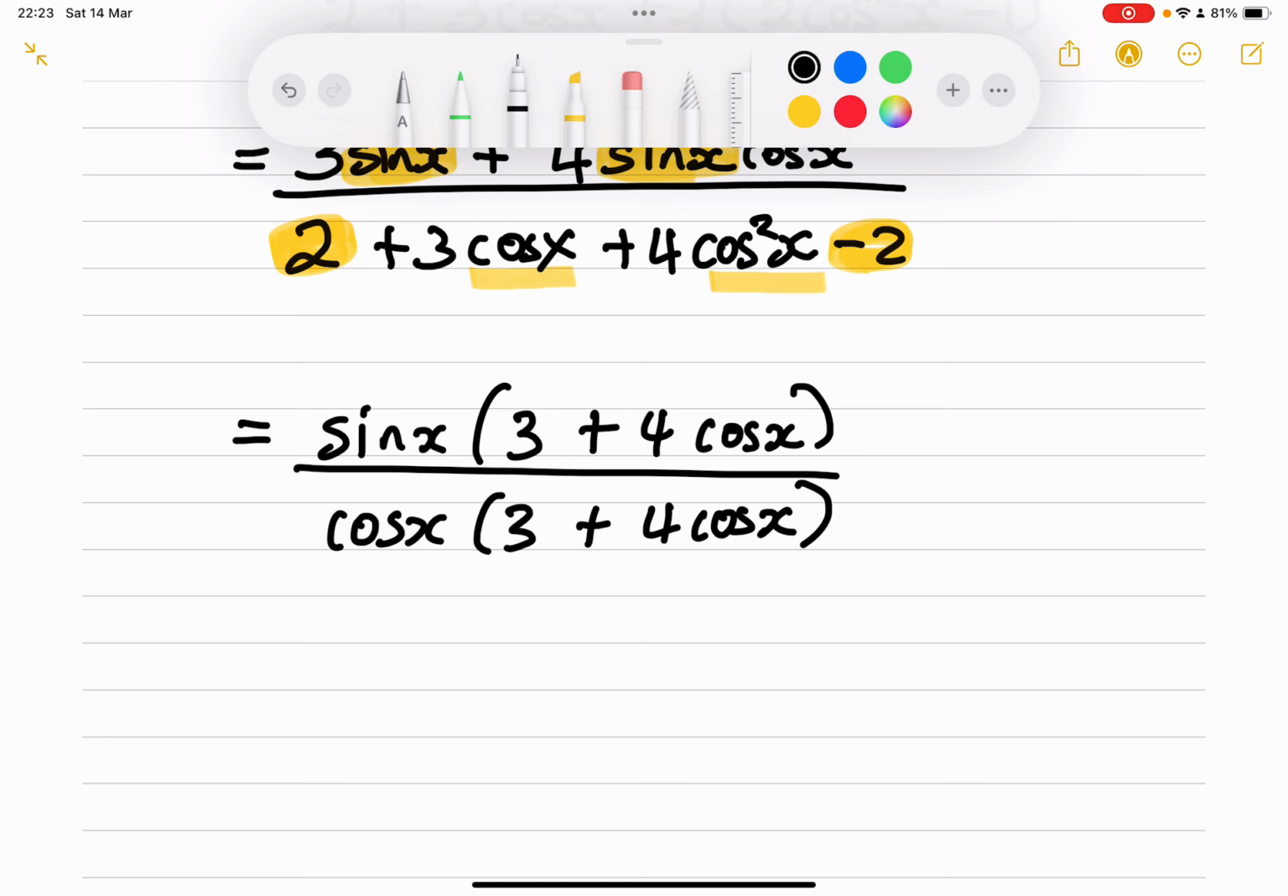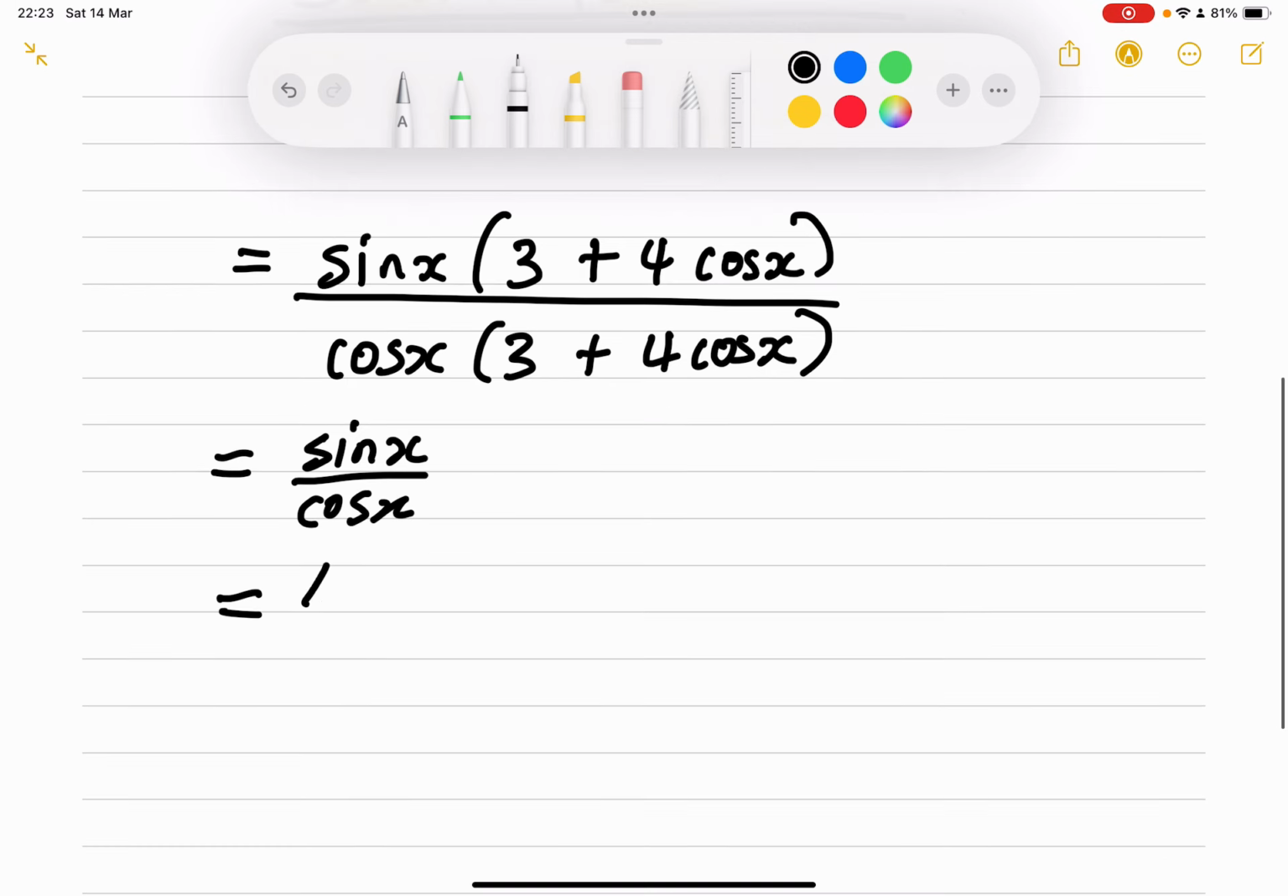Then we can see that the brackets cancel. Then we're left with sine x. So this cancels that. Then we're left with sine x over cos x, which is equal to the identity tan x. Therefore, we can see that left hand side is indeed equal to right hand side. And this identity is proven.